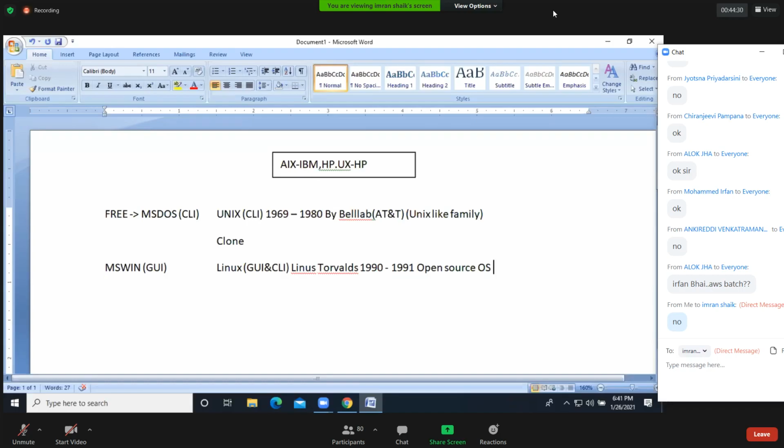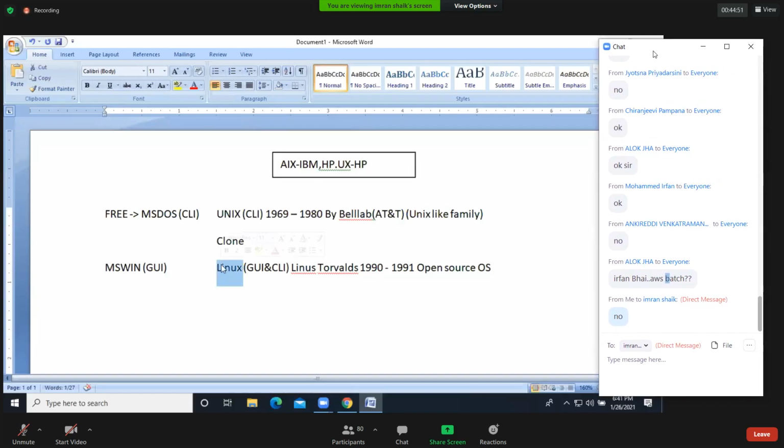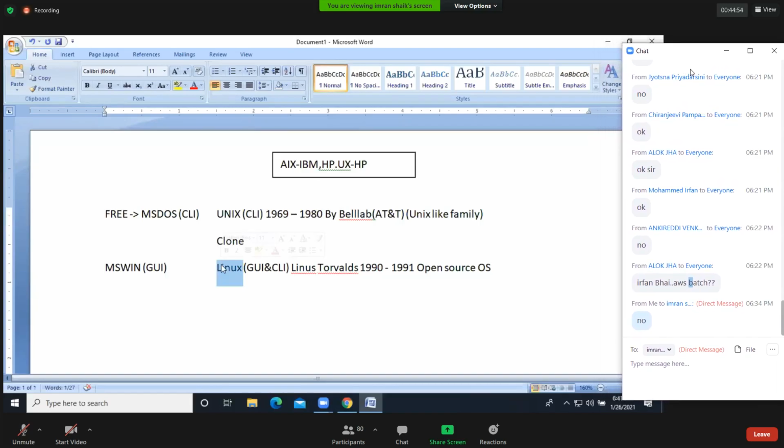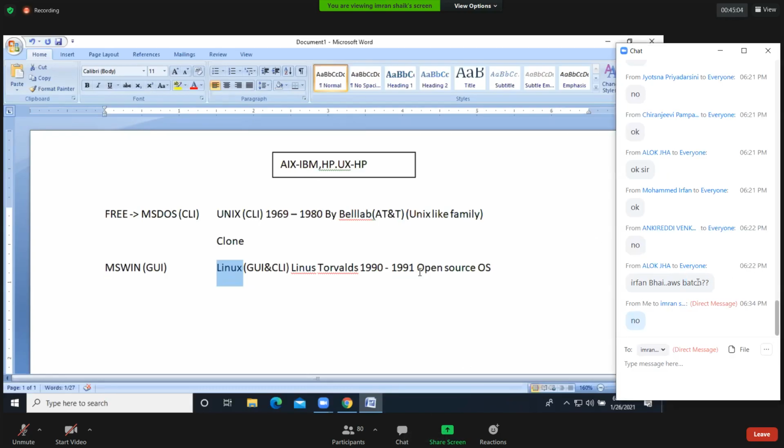So, clear? Unix and Linux are different operating systems, but they belong to the same family called the Unix-like family. Unix is a vendor proprietary operating system. Because of that, Linus Torvalds cloned Unix and introduced Linux to us. You can install Linux on any vendor's hardware component, and it's an open source operating system. You can install it on HP, IBM, or any hardware.